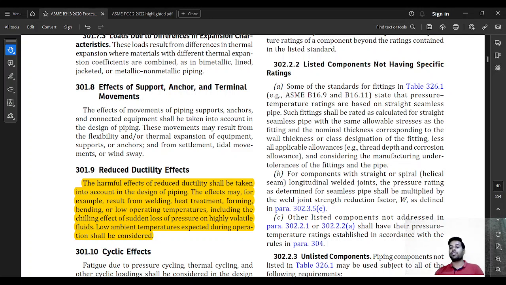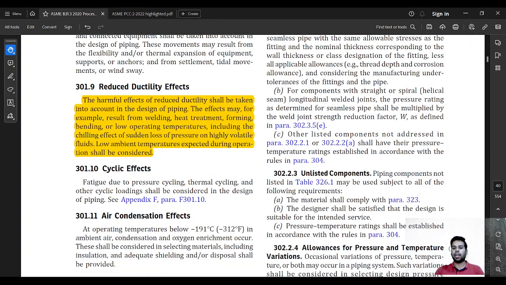For components with straight or spiral longitudinal seam welded joints, the pressure rating as determined for the seamless pipe shall be multiplied by the weld joint reduction factor, that is W, as defined in the paragraph. So there is a joint category factor that is given by W. It is given in a table. Accordingly, you can select it from the table and you can compare it with the seamless piping condition. Other listed components are not addressed.